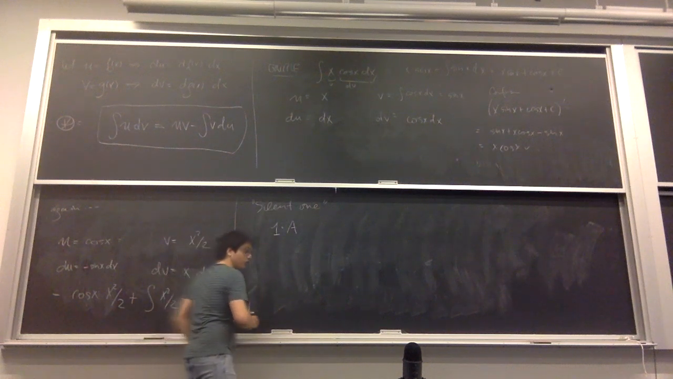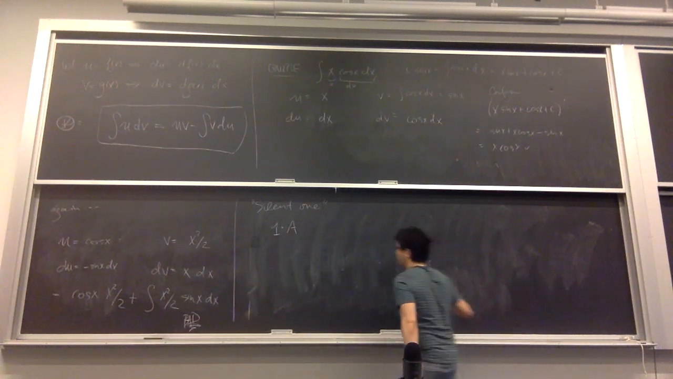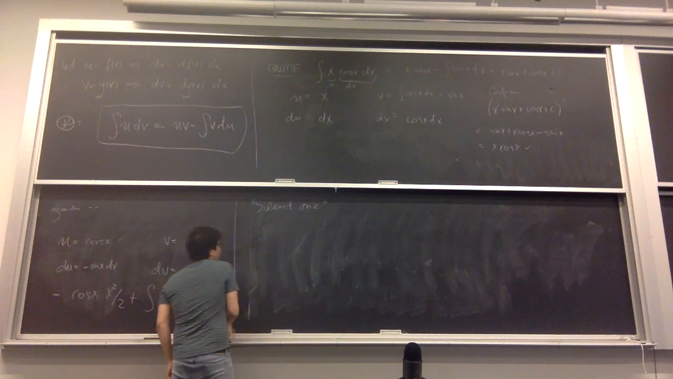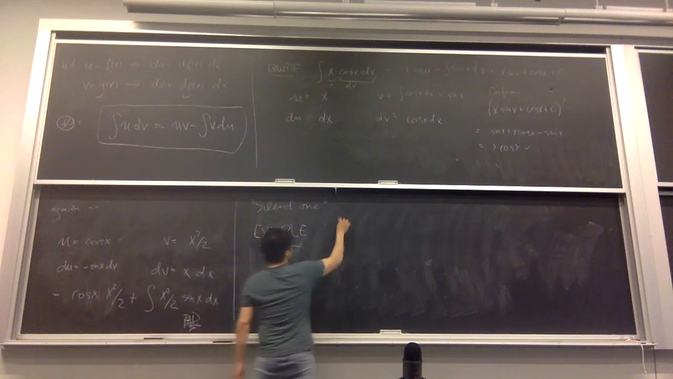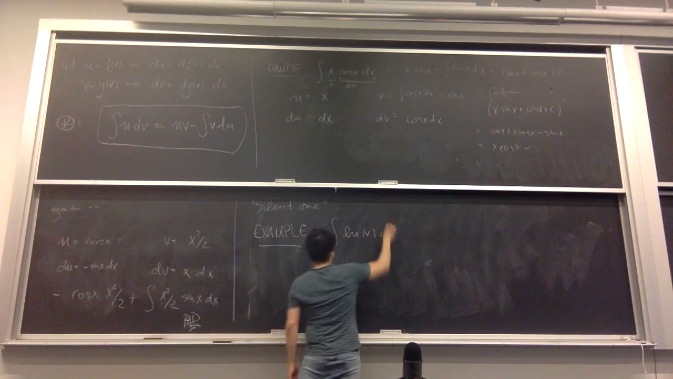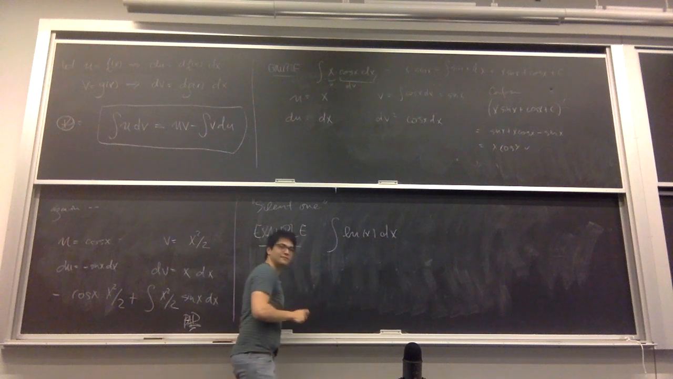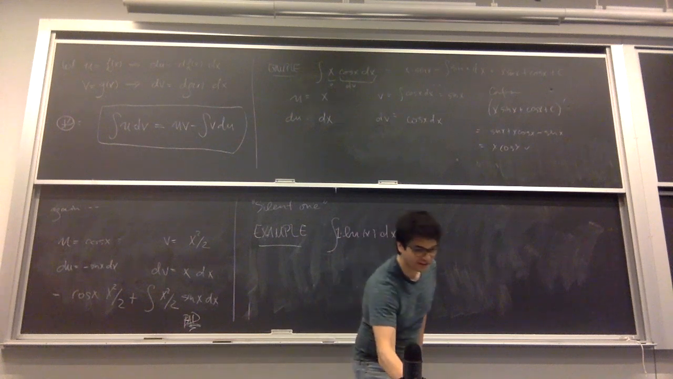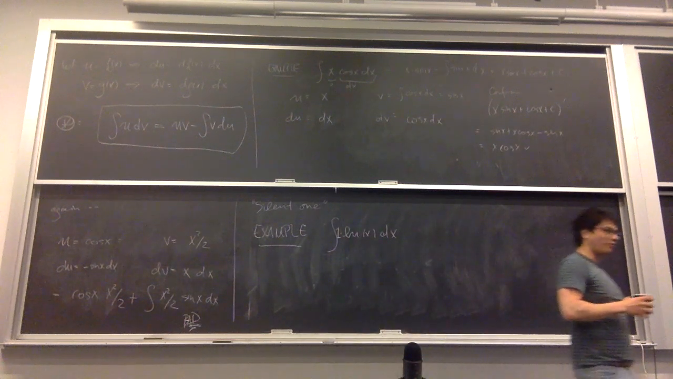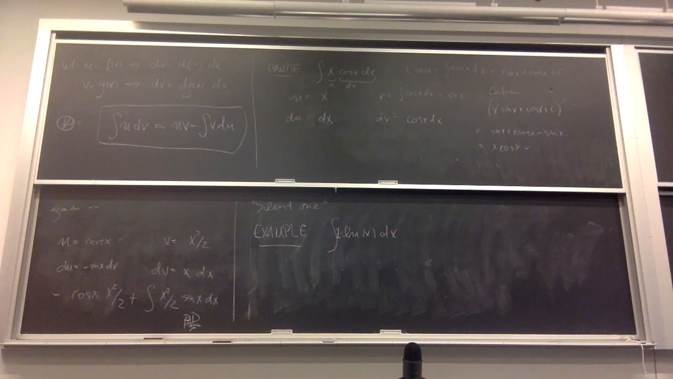So, given that strong hint, integrate this. I'll make it even stronger. Silent one, not so silent. 1 times ln x, integrate 1 ln x. Well, there's only 2 things, so try one and then try the other.